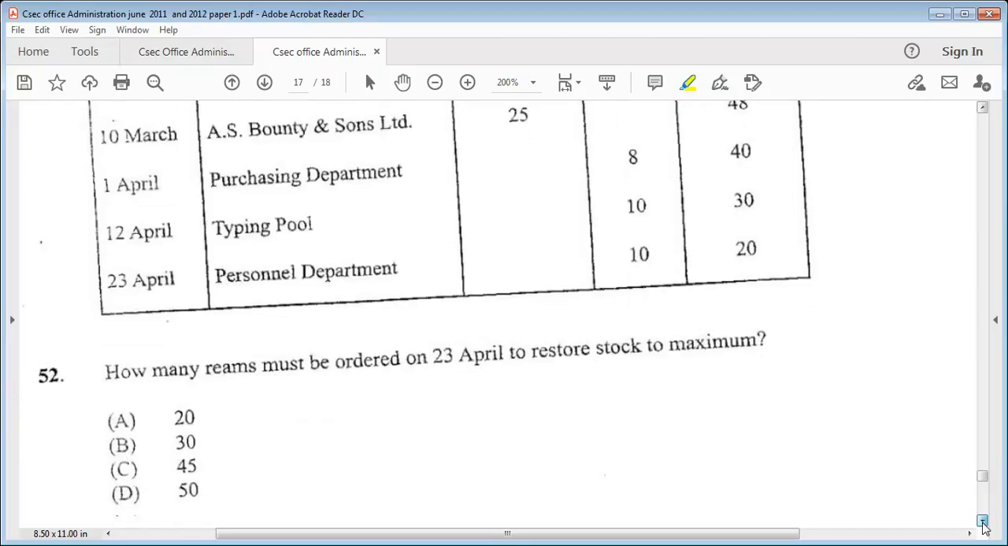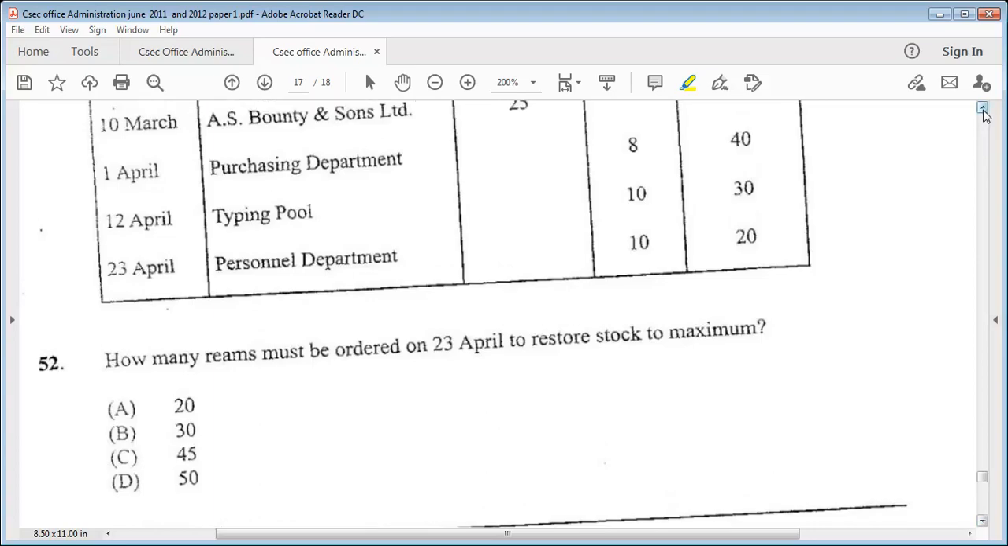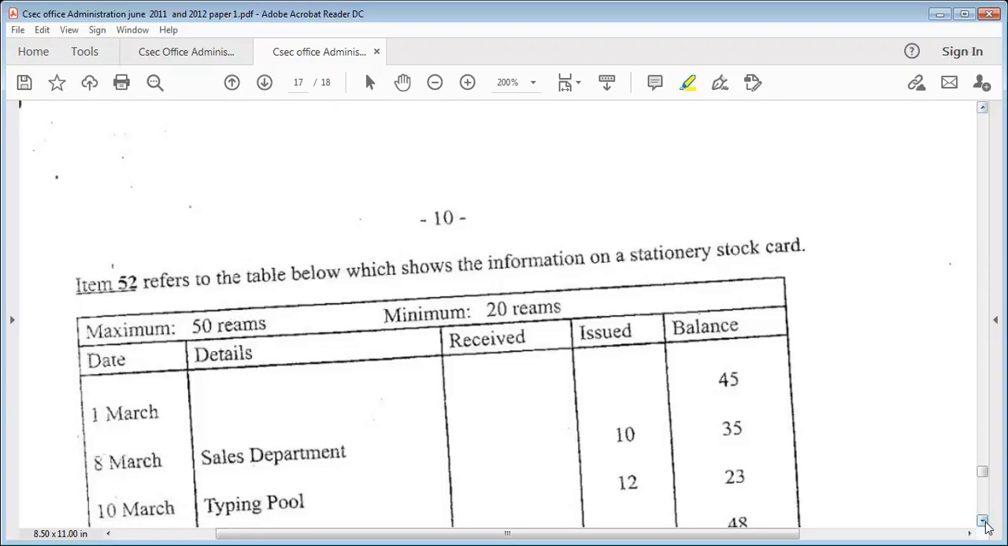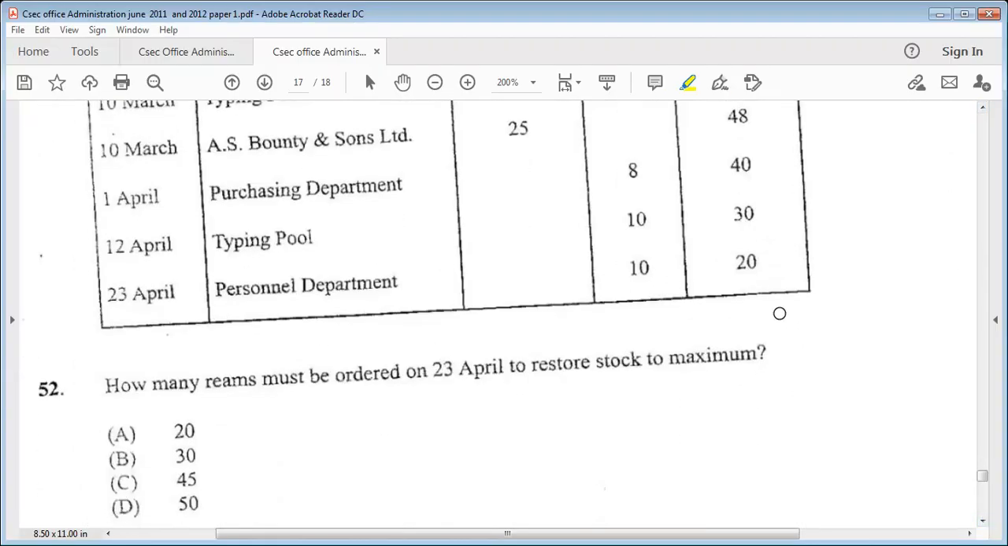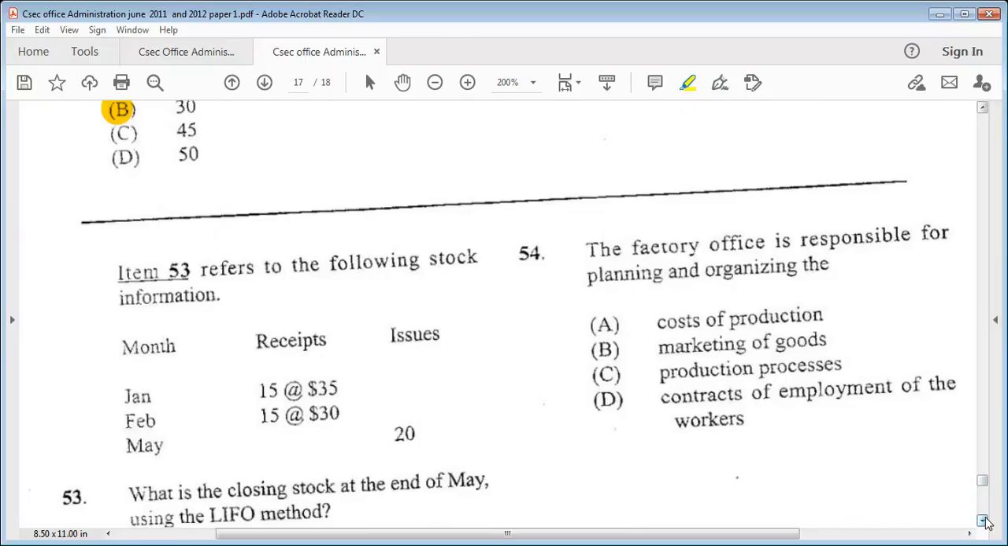Now it says, how many reams must be ordered on the 23rd of April to restore stock to maximum? Okay, remember at the outset, it says maximum is 50, all right. And how many we had in balance? 20. So 20 from 50 would give us 30. So the answer is B. So 30 needed to take it back to the maximum.